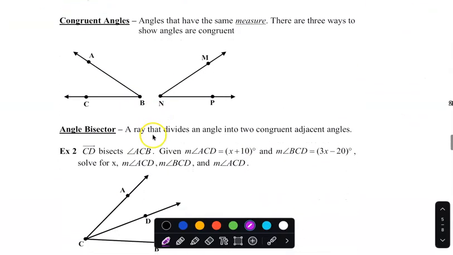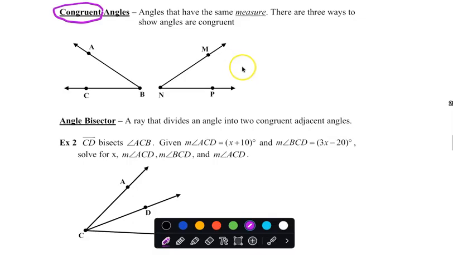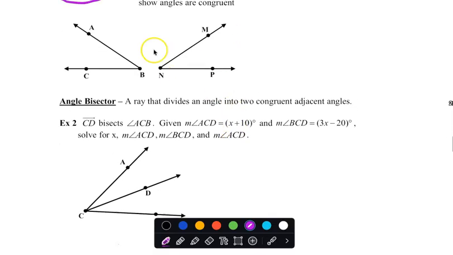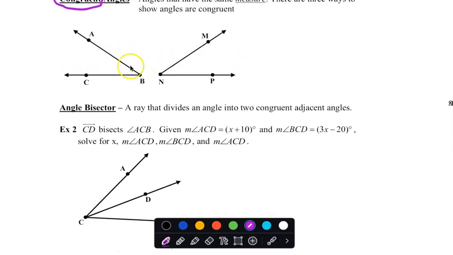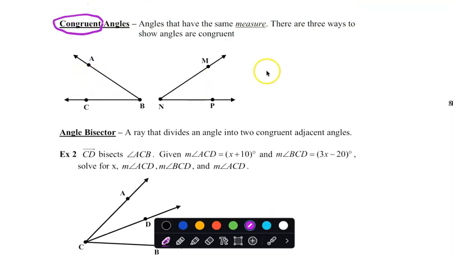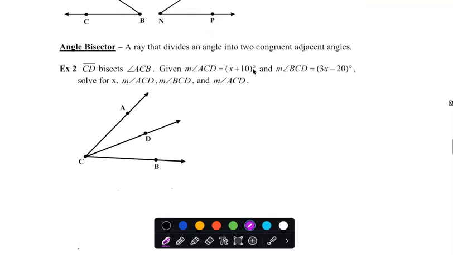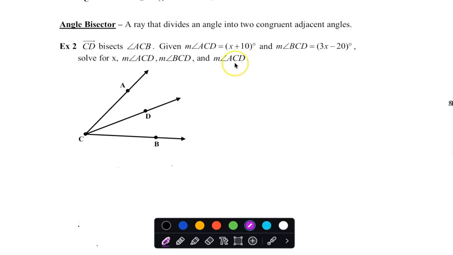Okay, congruent angles. Congruent angles have the same measures. So anytime in general we say they're congruent, that means they're the same. They're physically the same. They're the same measure. That's what happens with congruent angles. When I say two things are congruent, I mean they're the same measurement, they're the same size. Now we can talk about an angle bisector. When you bisect something, you cut it in half.